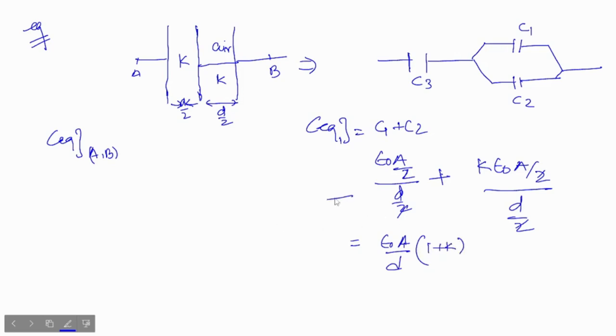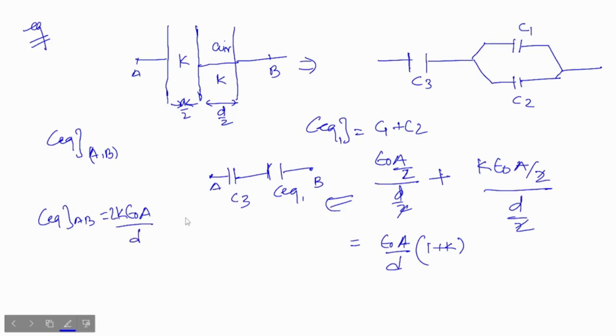Now the modified circuit will be somewhat like this. This is C3 and this is the equivalent 1, and this is point B and this is point A. Now we need to find it. So equivalent capacitance between A and B will be C3 into C equivalent 1 upon C3 plus C equivalent 1. C3 is what? It is epsilon naught A into K upon D by 2. So 2 will come upward and D will be downward.